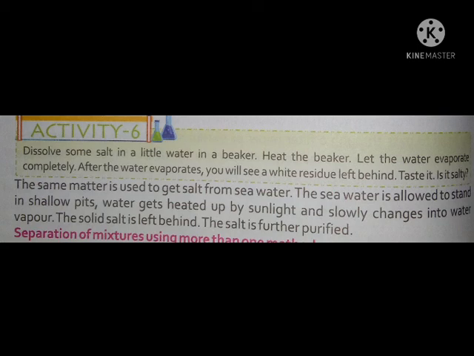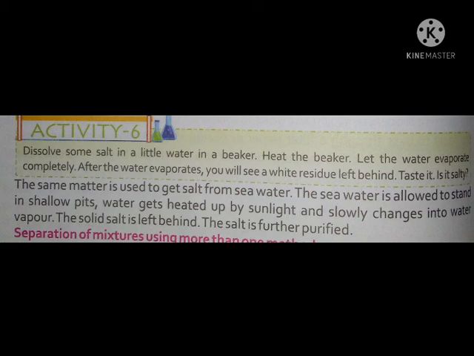In a beaker you have to take some salt and mix that salt with water. After that heat the beaker and let the water evaporate completely. After the evaporation you will see a white residue. You have to taste it, and that residue is the salt. We have separated salt from that mixture of water by the process of evaporation. The same method is used to get salt from seawater.